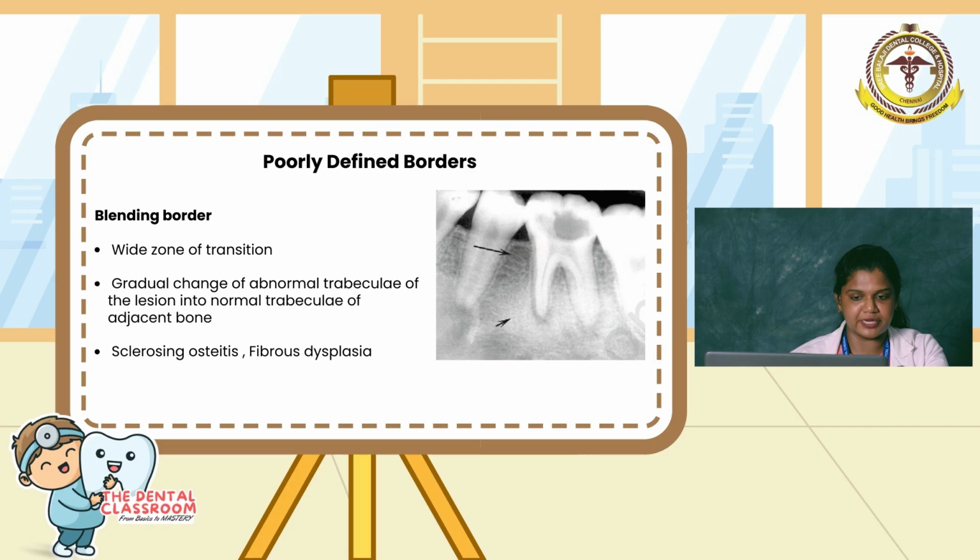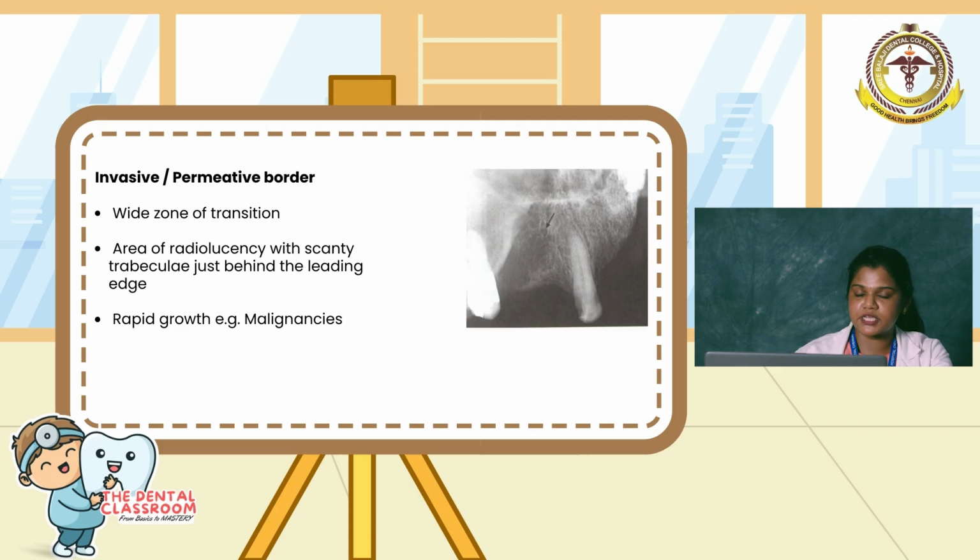Next is the poorly defined borders. We have blunting and invasive borders. The blunting border has a wider zone of transition. There is a gradual change of the abnormal trabeculae of the lesion into the normal trabeculae of the adjacent bone. This is seen in sclerosing osteitis and fibrous dysplasia. And in case of invasive or permeative borders, we have a wider zone of transition. There is an area of radiolucency with scanty trabeculae just behind the leading edge. And this is seen in cases of malignancies which have a rapid growth.